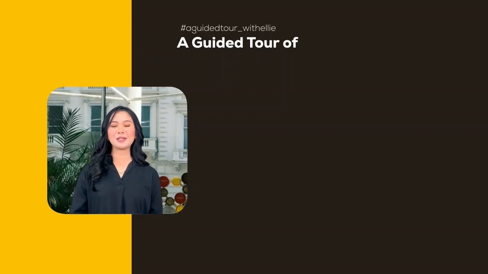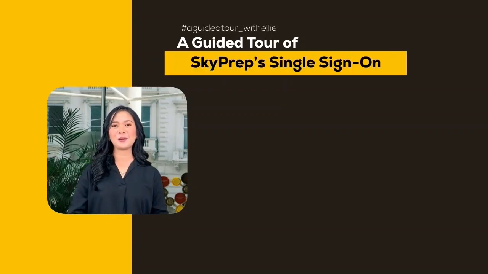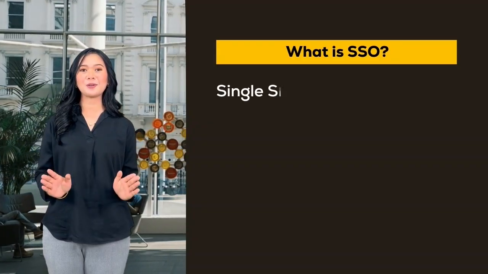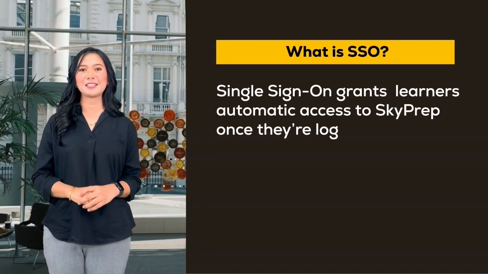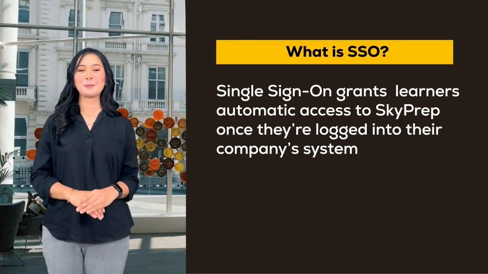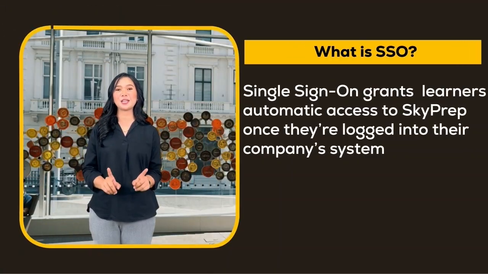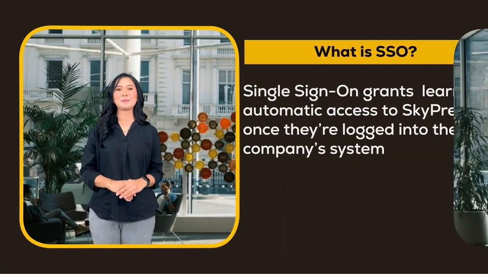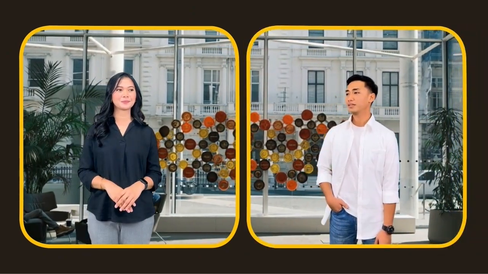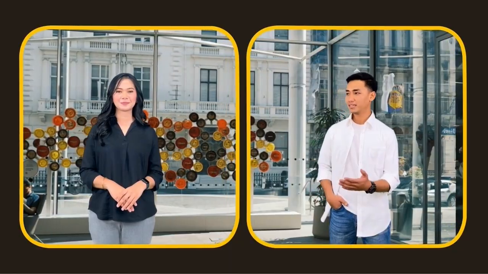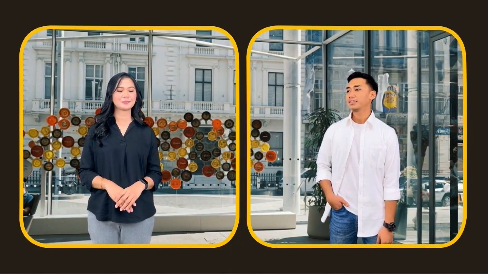In today's episode, it's all about single sign-on, or SSO. You might be wondering, what is SSO? Single sign-on grants learners automatic access to SkyPrep once they're logged into their company's system, like Microsoft Azure AD, because their credentials are already stored there. They don't have to remember a separate password for SkyPrep, and admins won't have to create or update user accounts because everything's handled automatically through the SSO settings?